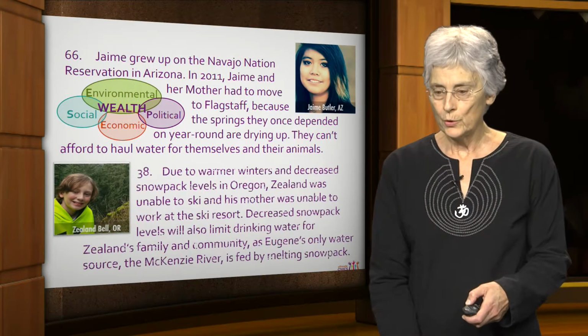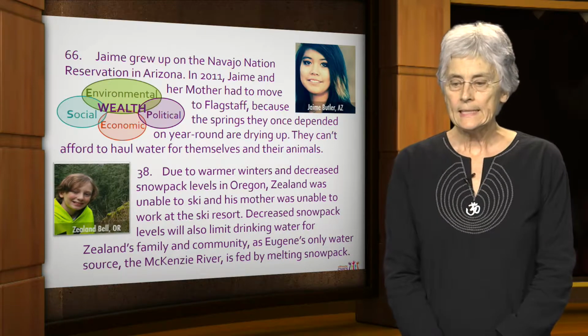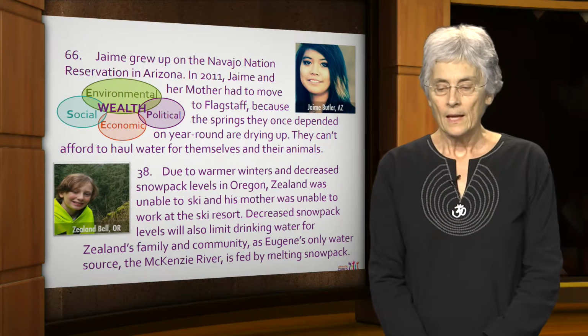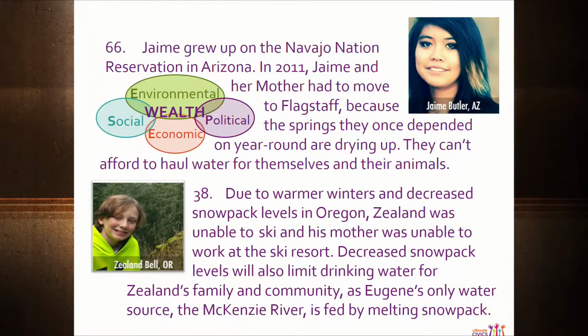Now let's go to Zealand in Oregon. Zealand, in his complaint, says that due to warmer winters and decreased snowpack levels in Oregon, Zealand was unable to ski and his mother was unable to work at the ski resort. Decreased snowpack levels will also limit drinking water for Zealand's family and community, as Eugene's only water source, the McKenzie River, is fed by melting snowpack.